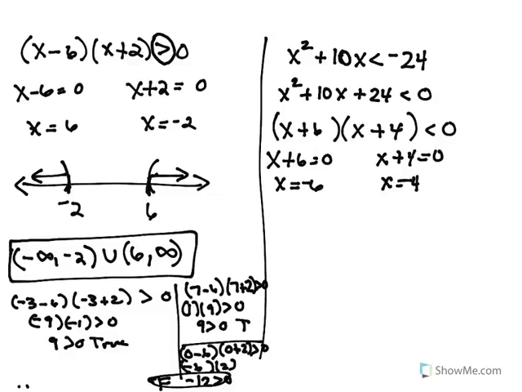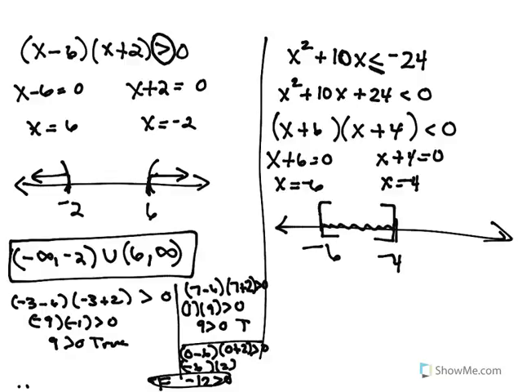So I get x is negative 6 and x is negative 4. So negative 6, negative 4. And so because it's a less than, I know that the solution is between them. So let's make it a less than or equal to just to force you to remember that or equal to means you use brackets. Okay, so I shade in between.